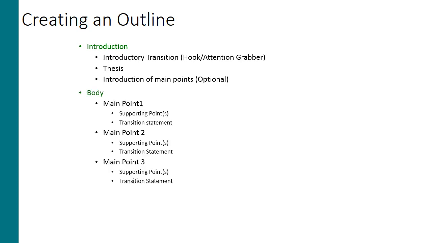Then for the body of the outline, again, this is not a script. I just want to know, do you have 3 main points? And if you do, what supporting points are you going to give? So what are you going to talk about with main point 1? What are a few things that you want to discuss about main point 1, 2, and 3? And I also want to see your transition statement. And again, it can be as simple as, "my next point is," or "now that I've covered main point 1, we're going to move on to main point 2." I just want to see that you do have a transition statement in mind to help the audience with the flow of thought and organization of your speech.